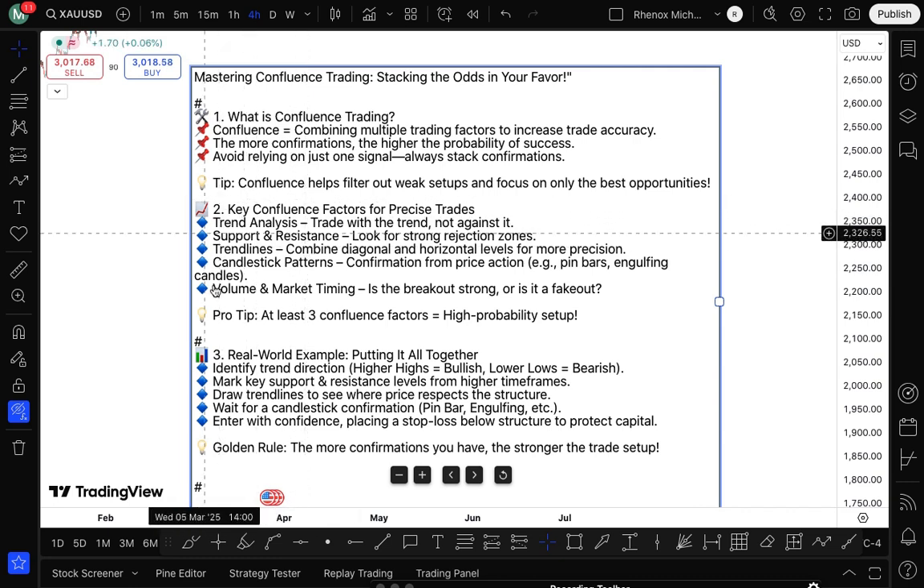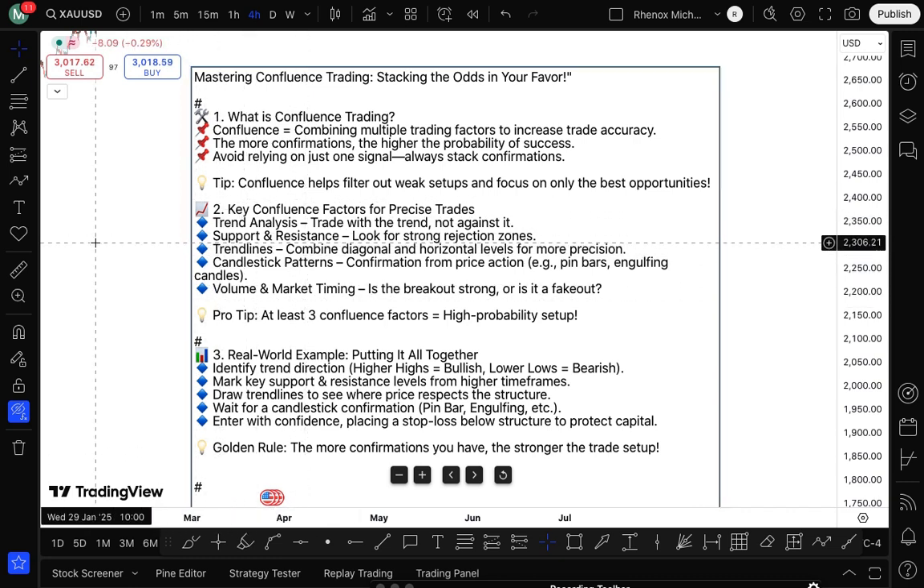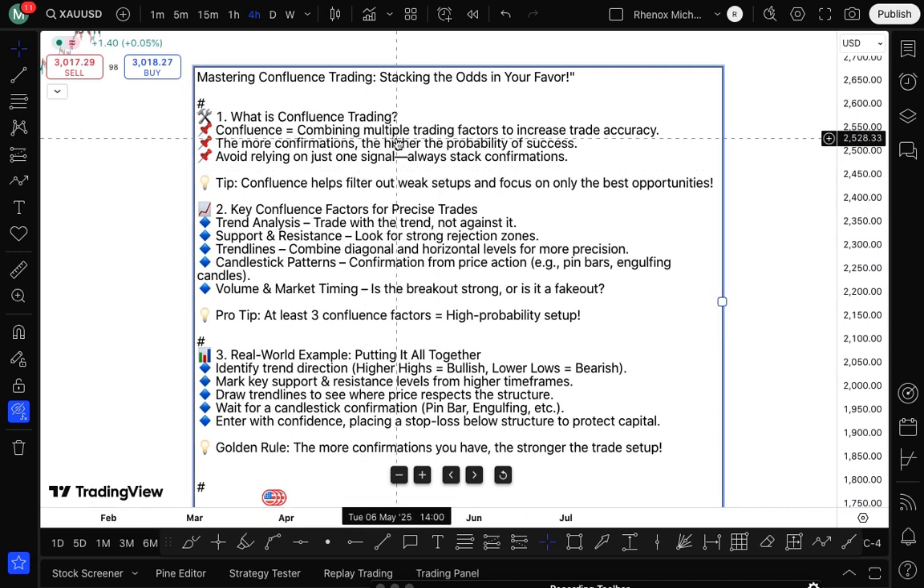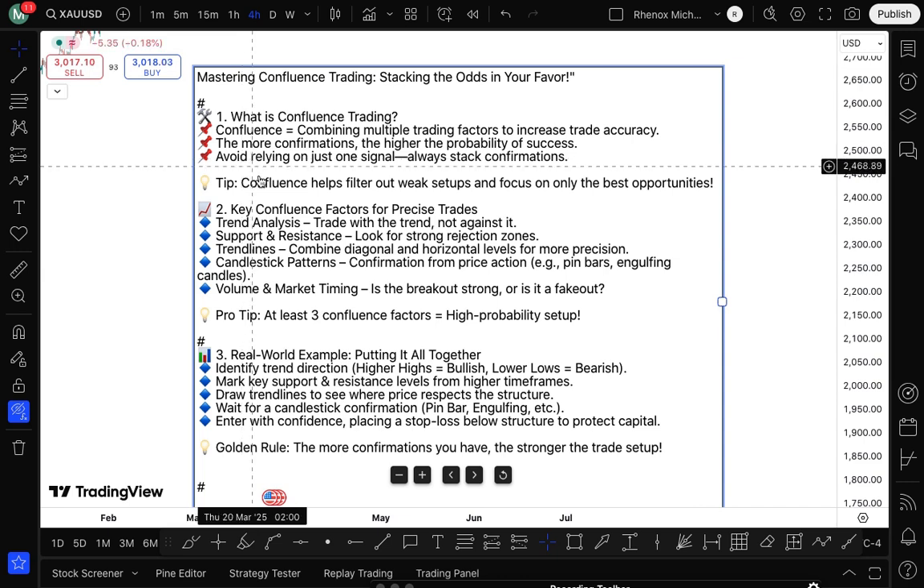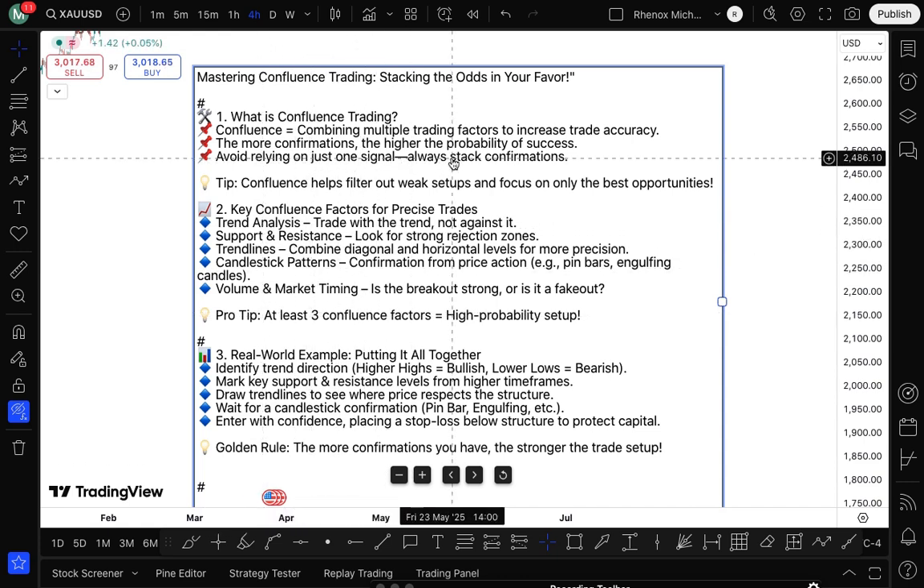So what is Confluence Trading? Confluence Trading is basically using multiple trading factors to increase your trade accuracy. The more confirmations you have, the higher the probability your trade goes in your direction. Avoid relying on just one signal. Always stack confirmations. That is, when you have more than one confirmation, there is a high probability that the trade will go in your favor. So make sure you don't just rely on one signal or one confirmation.